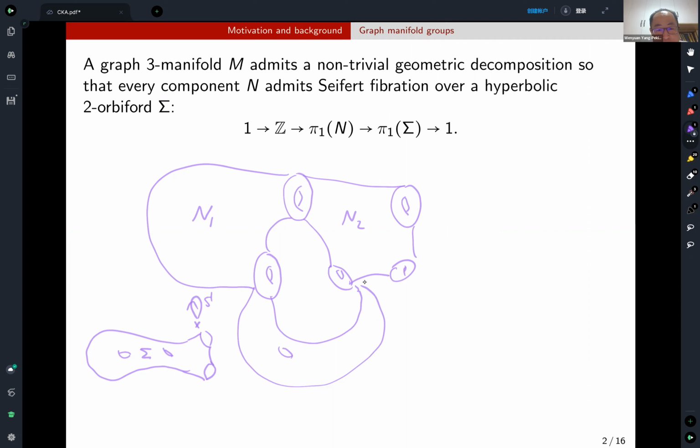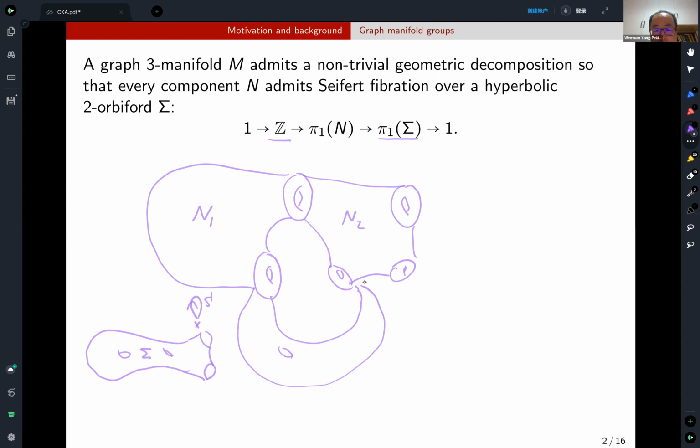So by this fibration you have this exact sequence. This Z is just the fiber that represents the fiber of this Seifert fibration, and here we have these surfaces. And this Z is central in this Seifert manifold group. So we have this exact sequence. So this is roughly what a graph manifold looks like.